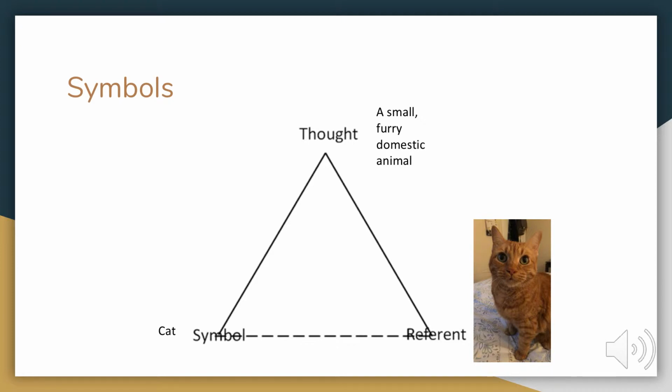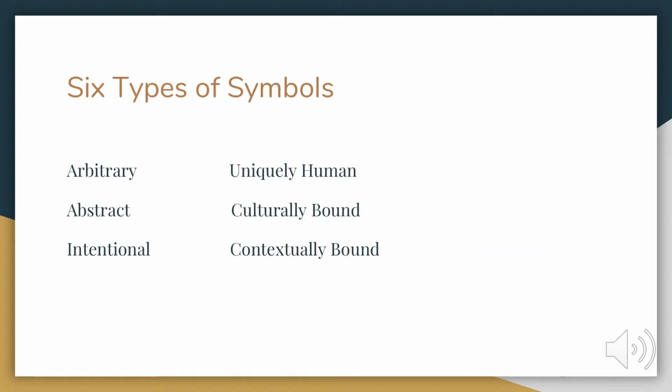At the bottom left is the symbol, a cat, and at the last point is the referent, which is the actual object to which the words refer. This model shows how symbols are related to the objects they represent. There are 6 characteristics of symbols.